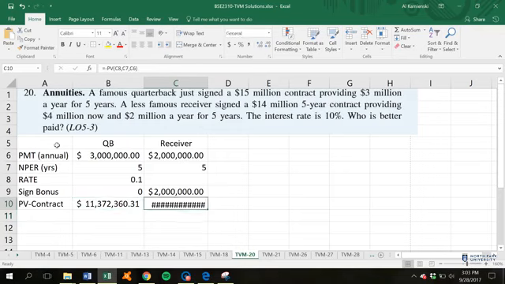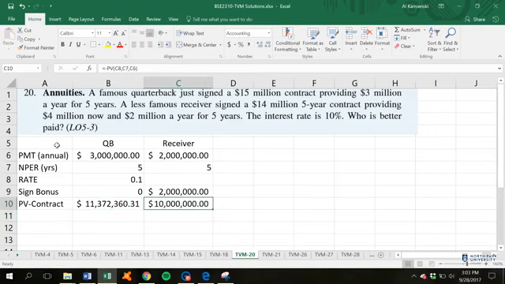Now, if I copy and paste that right over, it then tells me that the present value of the receiver's contract will be at a rate of 10%, $7.85 million. Oops, I realize now that I goofed up on his signing bonus. It's only $2 million. What does he care, right?